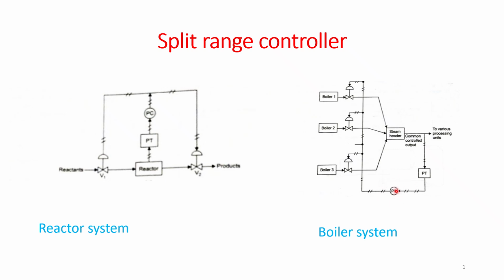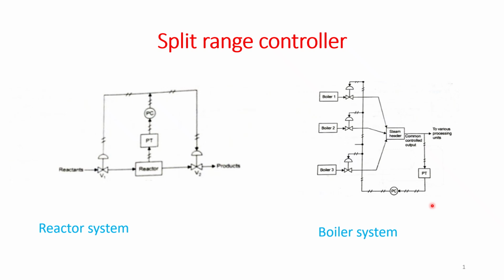That controller will give instruction to many final control elements. See in the diagram, at the same time it is giving instruction to three final control elements to close and open the valve in order to control the pressure of the steam. So that is a split range controller.